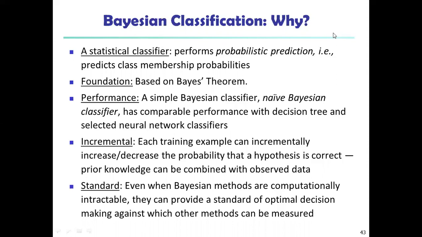Even when Bayesian methods are computationally intractable, they can provide a standard of optimal decision making against which other methods can be measured. So everything can be verified and maintained as a classification model.